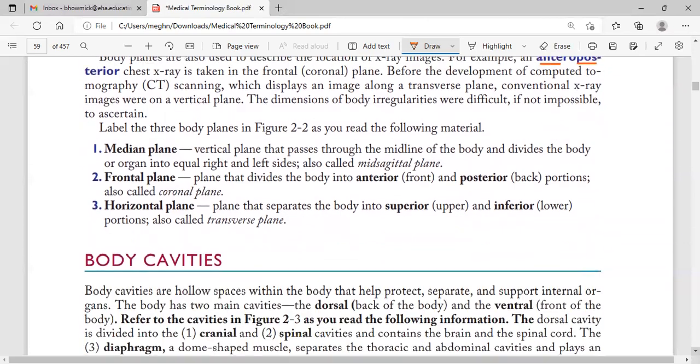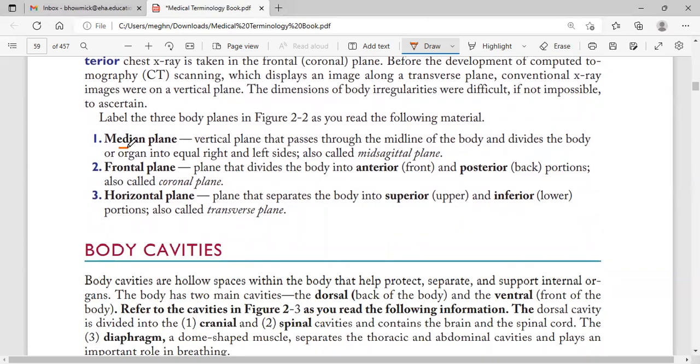So let me show you. One is median, frontal, and horizontal. The median plane is a vertical plane that passes through the midline of the body and divides the body or organ into equal right and left sides, also called the midsagittal plane. So the median plane is also called the midsagittal plane.